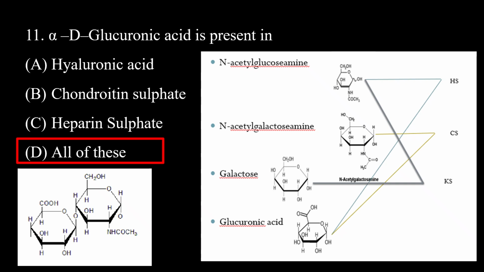these. In hyaluronic acid, keratin sulfate, and heparin sulfate, the glucuronic acid is present in the alpha form. Alpha-D-glucuronic acid is present in hyaluronic acid, keratin sulfate, and heparin sulfate. In all of these, it is present.